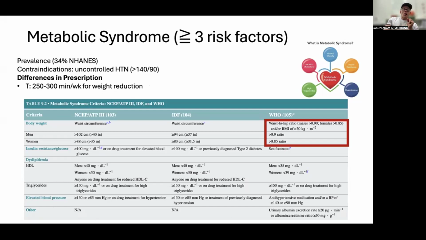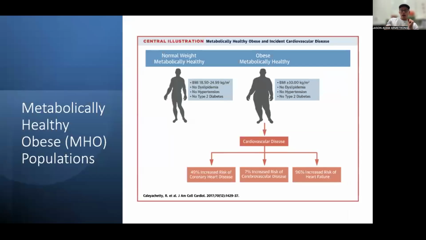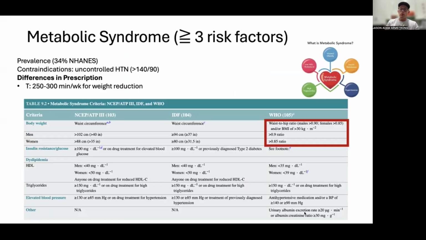Okay, those are all the diseases we're covering, but I do want to comment on the metabolically healthy obese population because it's a population that's been studied more lately. So a lot of you might think that sounds like an oxymoron. You can't be metabolically healthy and obese. You actually can. Okay, so that would indicate somebody who only meets, for example, this waist circumference criteria.